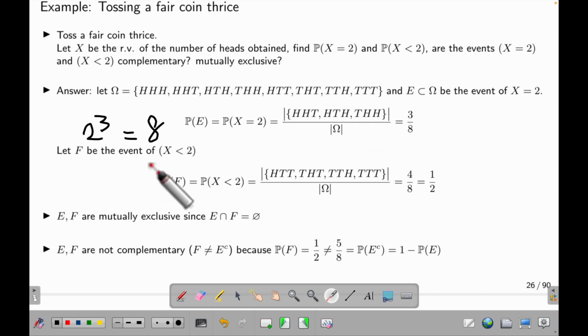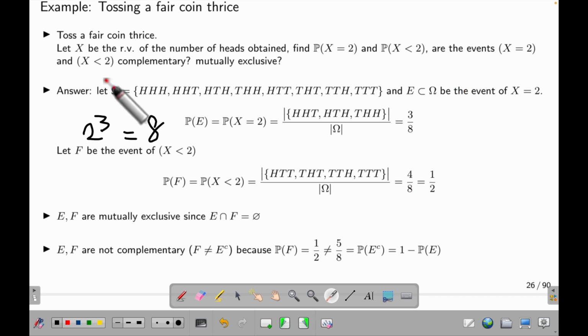Now let F be the event of x smaller than 2. The probability of event F is the same as asking: we toss a coin 3 times, what is the probability that we get less than 2 heads? So that will be 1 head or no head, right? It will be 1 head like this, 1 head like this, 1 head like this, or no head. What's the size of this set? 4. What's the size of the sample space? 8. So the chance is half.